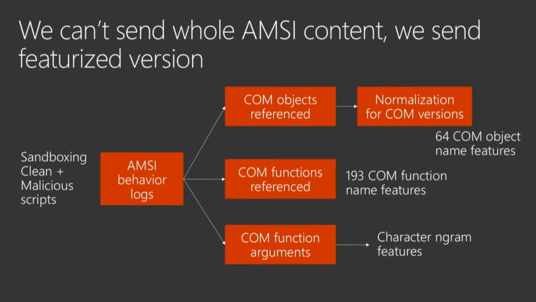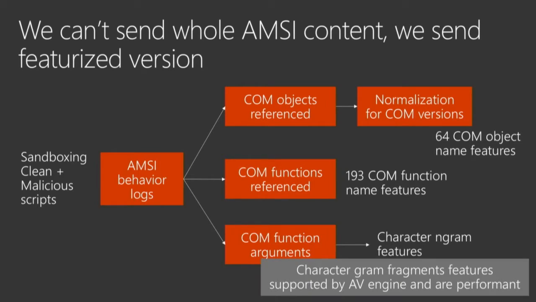Now the more interesting part is how we describe the function arguments. We need to select featurizations of all the parameters passed into those functions to best describe the difference between the clean and malicious script behaviors. For this, we use a strategy where we're selecting character n-gram features, because these are highly efficient with the way that our engine is able to featurize the content as well.